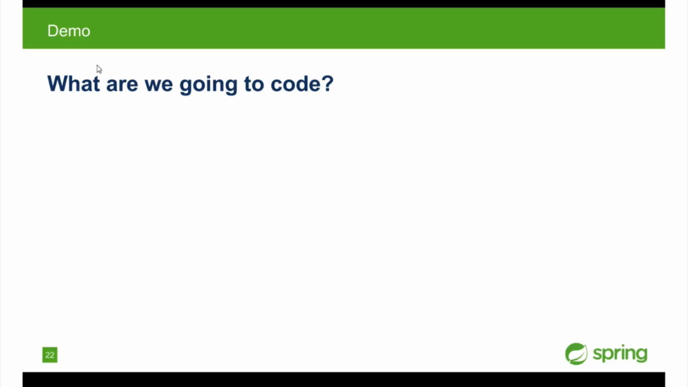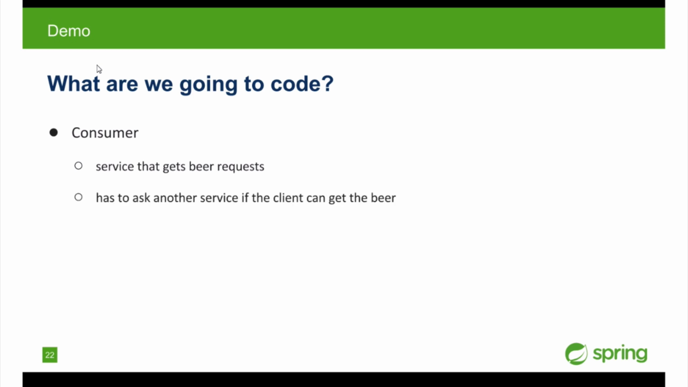The best way to show it is to code something. So what are we going to code actually? The consumer will be an application that receives beer requests. Somebody comes to the bar and says, I want a beer. The consumer app will receive that request and it will have to ask another service whether the client is eligible to get the beer. So the consumer will send a request to the producer to check if the client is old enough to get the beer, because to put things simply, let's say that the age will be the parameter that defines whether the person can get the beer or not.